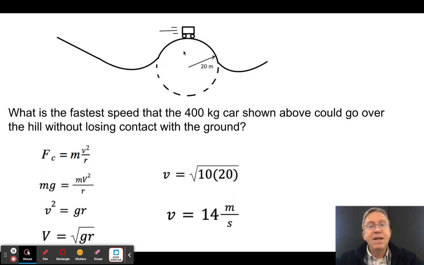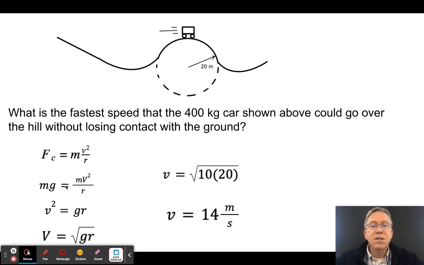I have a circular radius to the hill. And so what I'm going to say is centripetal force is equal to mv squared over r. Now in this case, what's keeping me going in a circular path when I get here? Well, the only thing is gravity. So it's kind of the opposite of what I had before. Instead of what's the slowest I go, it's what's the fastest. Because if I go faster than this, I'm not going to stick to the ground anymore.